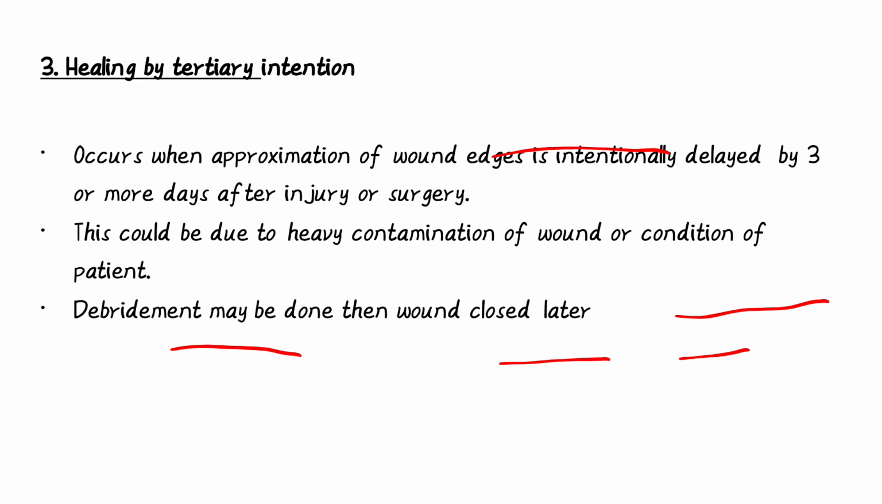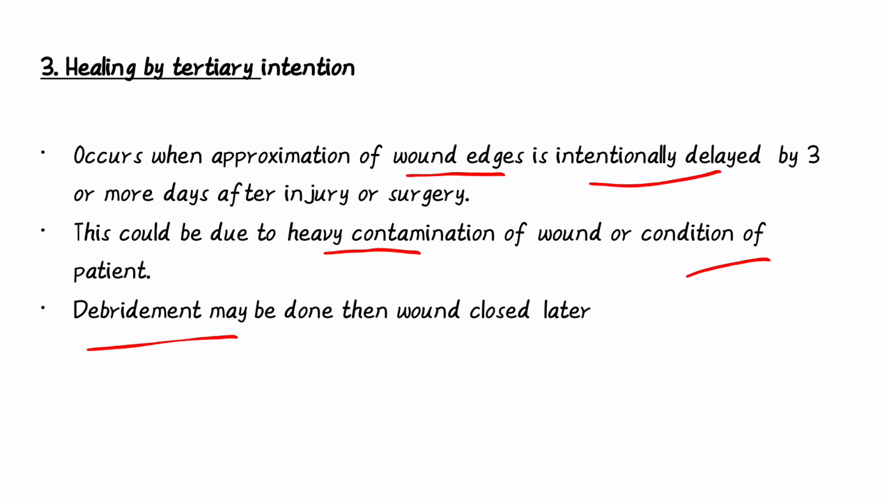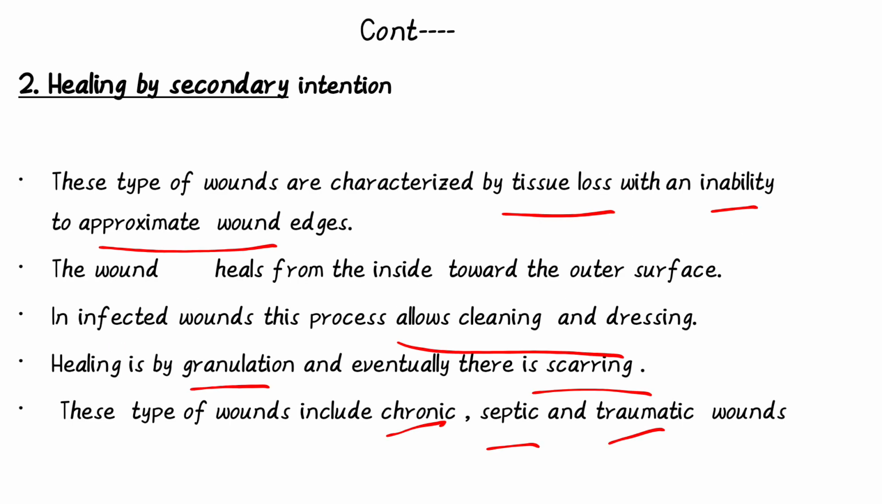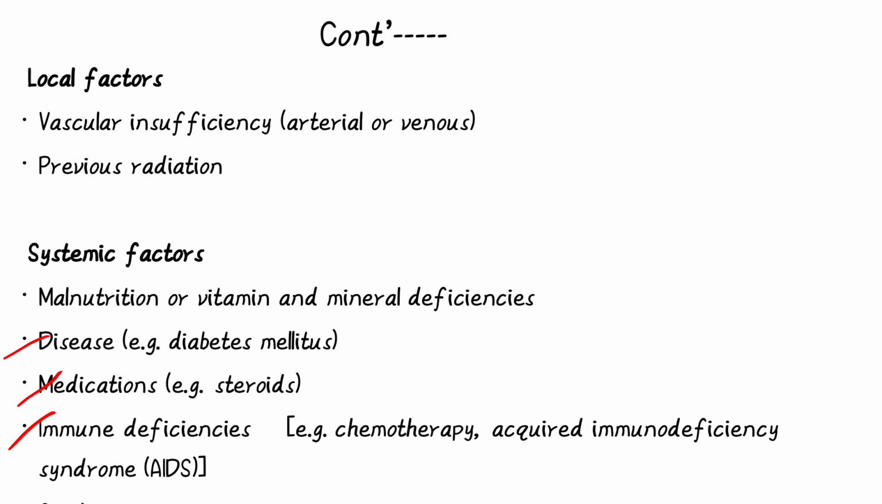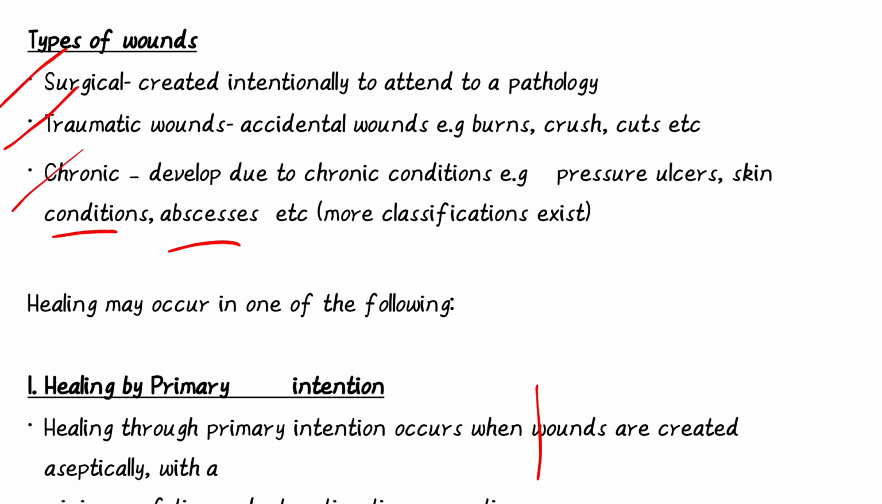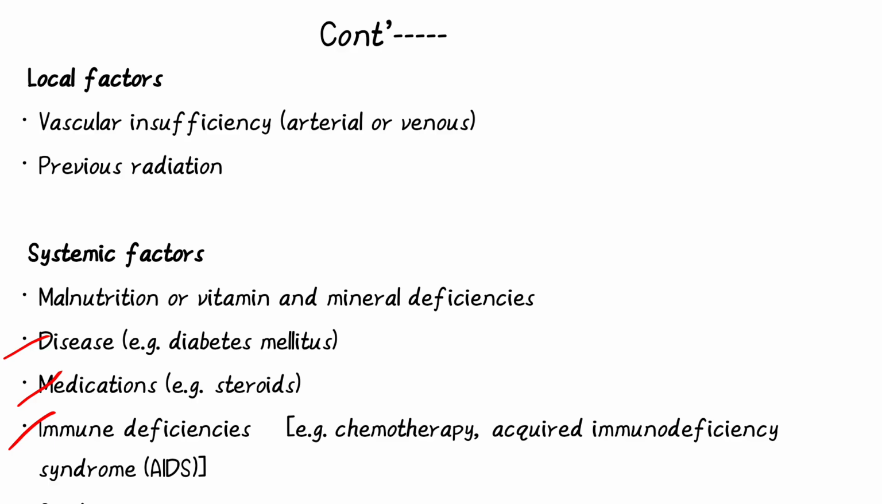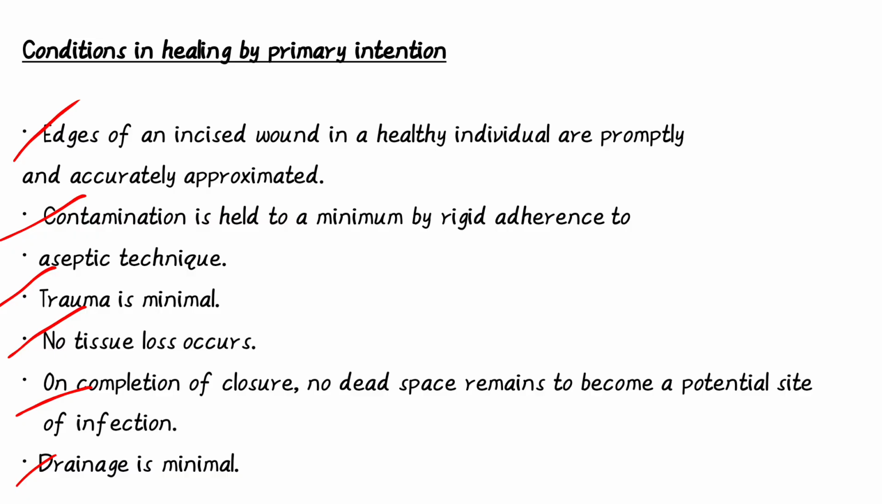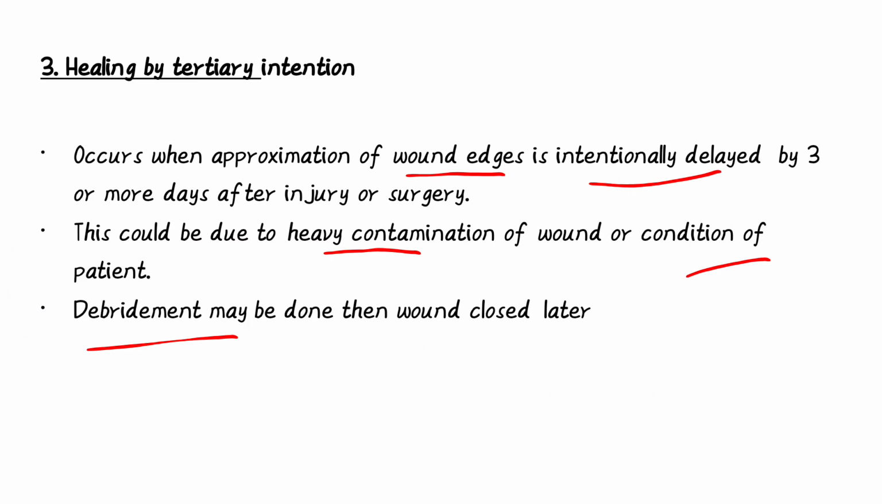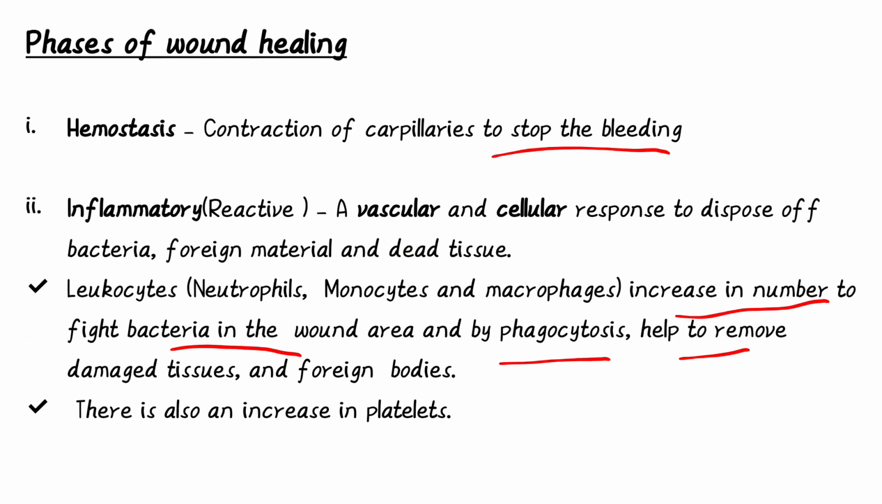Up to that point, we've done a detailed look at wound healing, where we've looked at its definition and the factors affecting it. We've looked at the local and the systemic factors. For local, remember the vascular insufficiency and previous radiation. Then we've looked at the types. We've looked at how healing occurs: primary, secondary, and tertiary intention.